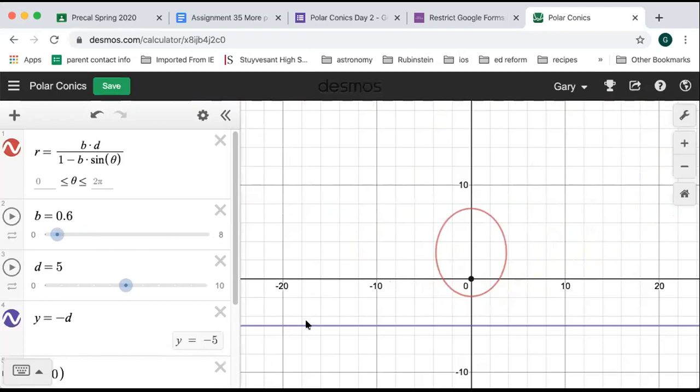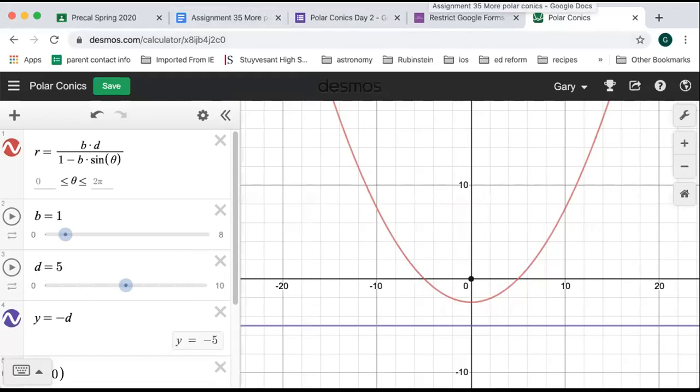Now, for today's assignment, we're still going to have the focus at the pole, but we're going to see what happens. What would the equation have to be in order to get a different directrix? Let's say I want to have an upside down parabola. So the directrix would have to be y equals positive d. What would the equation be in those cases? And I have some questions on a sheet that I posted. The sheet's going to look like this. Let me go back to the iPad.